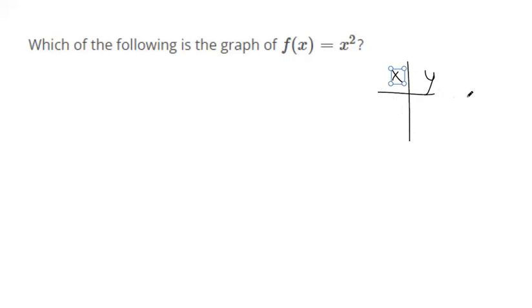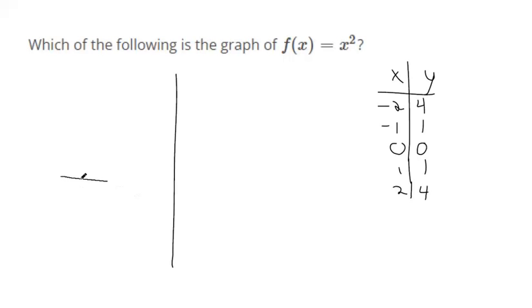You could do the same thing for this one. Plug in some numbers for x, like let's plug in -2. -2 squared would give you +4. -1 squared gives you +1. Plug in 0, you get out 0. Plug in 1, you get out 1. Plug in 2. 2 squared gives you 4, okay? So that makes this graph right here.